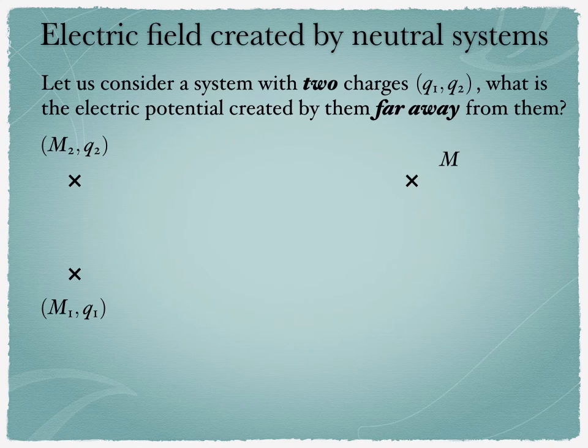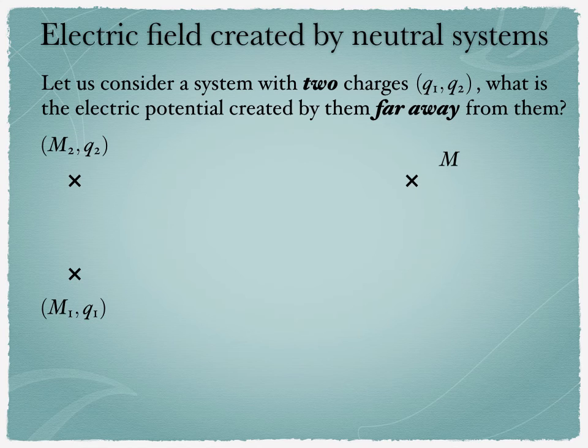And so the simplest system I'm aware of is the system made of two charges, Q1 and Q2, and we are looking for the electric potential created by these two charges located at M1 and M2, at a point far away from them, which is point M, located on the right hand side of the slide here.